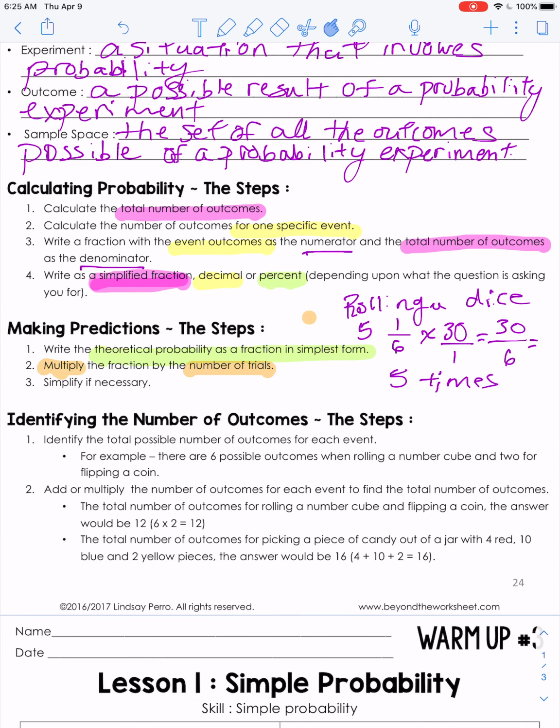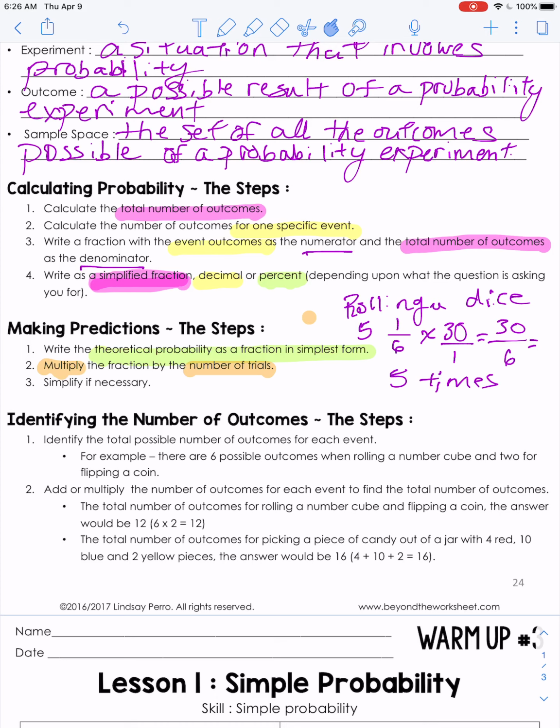Identifying the number of outcomes. To identify the total possible number of outcomes for each event. For example, there are 6 possible outcomes when rolling a number cube and 2 for flipping a coin. Because rolling a number cube, you can get 1, 2, 3, 4, 5, or 6. And flipping a coin, you can get heads or tails.